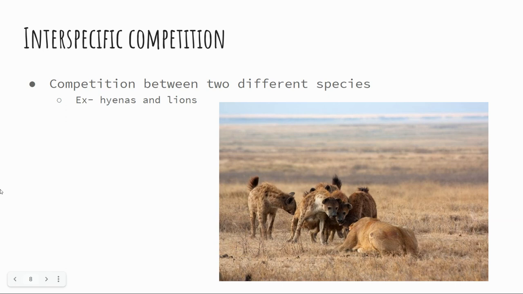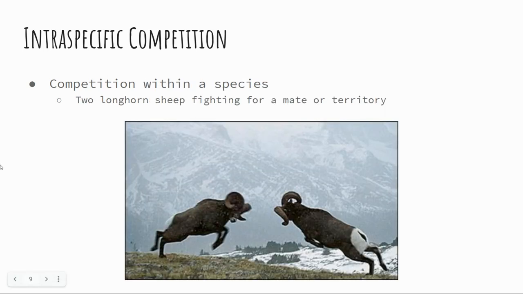Interspecific competition, and so this is competition between two different species. For example, in the picture, hyenas and lions typically fight over the same food source or same kill. Intraspecific competition is competition within the same species. And the example here is longhorn sheep fighting for mates or territory. And so with intraspecific, we typically see fighting between males for mates or for territory.